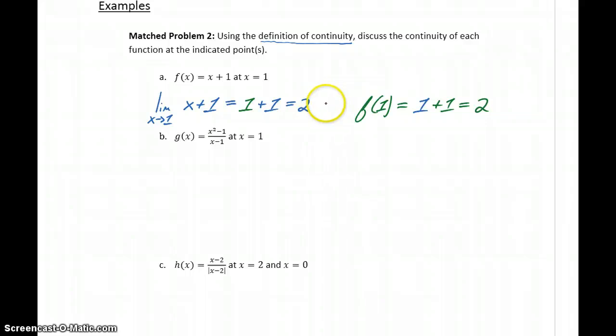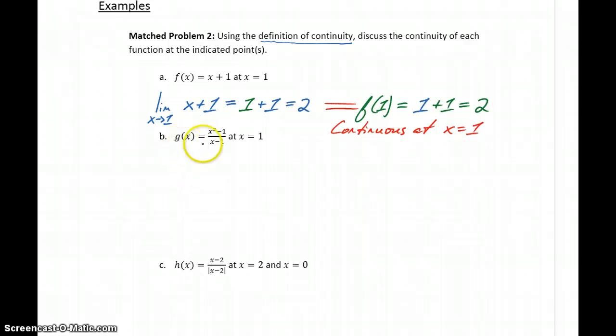So since the limit as x approaches 1 and the function value at 1 are equal to each other, we can say that this function is continuous at x equals 1. So again, we have all three components of that definition met. The limit as x approaches 1 exists, the function is defined at 1, and the function value and the limit value are exactly equal to each other. We need all three of those things to be true.